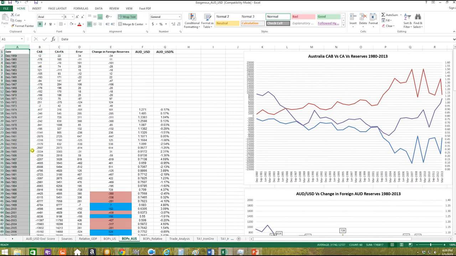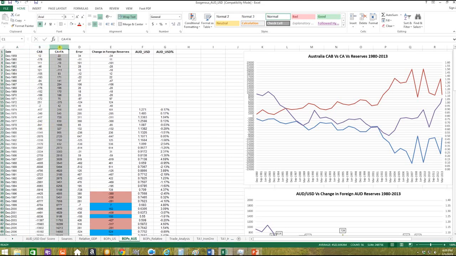In the first column, column A, we have the date, and we're going up again by years. In column B, we have the current account balance for Australia. In column C, we have the capital account, so the capital account in a wider definition, capital account plus financial account. So we have that balance, and we have the error. So we have the difference between the two.